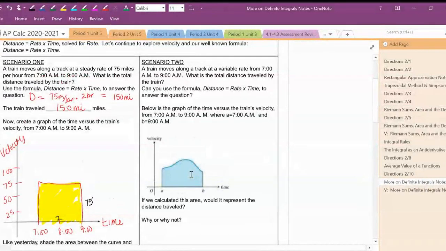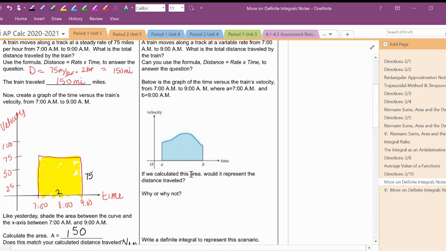We have a train moving along a track at a variable rate from 7 a.m. to 9 a.m. What is the total distance traveled by the train? Could we use the formula distance equals rate times time to answer this question? Then we have the time versus the train's velocity from 7 a.m. to 9 a.m., where our point A would be 7 a.m. and our point B would be 9 a.m. If we calculated the area here, would that represent the distance traveled?